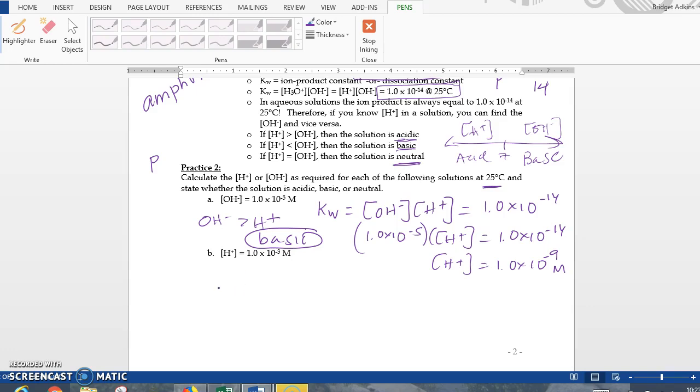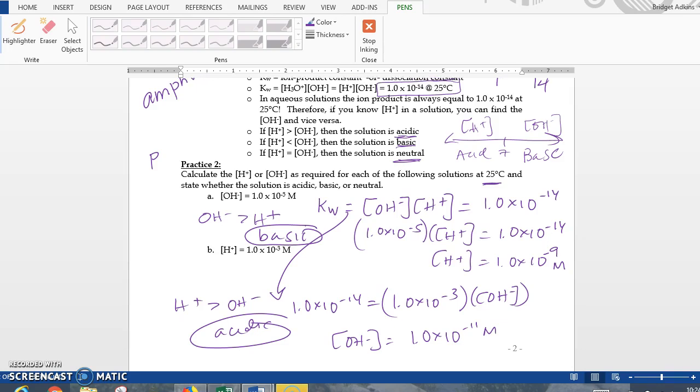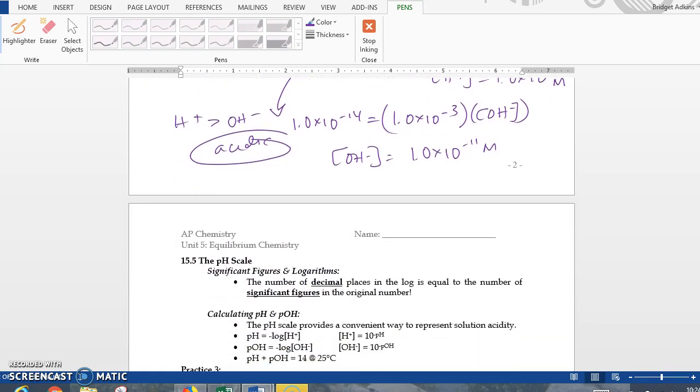All right, so for H plus, same Kw, so we're going to do that down here. So 1.0 times 10 to the negative 14th equals 1.0 times 10 to the negative 3rd times the OH minus now. Again, we can do that without a calculator, hopefully. And OH minus is tiny, 1.0 times 10 to the negative 11th molar. So in this case, our H plus is greater than OH minus, so this would be acidic. And if we were to negative log that, we would get a pH of 3, which matches what we know about acid pH.